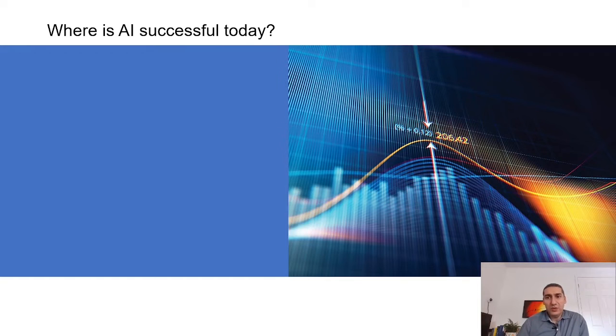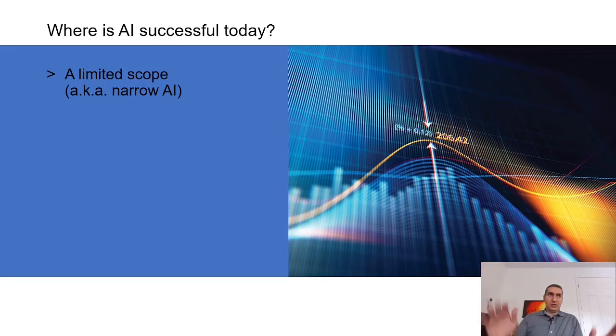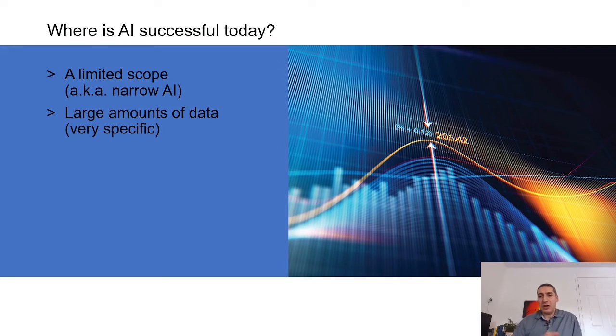So where do we see AI successful today? I know we've mentioned where AI is, so now I want to look at where we say AI is successful today in a holistic form. It's successful where we have a limited scope, where we have a narrow AI, as we call it, when there is a large amount of data that is very specific.